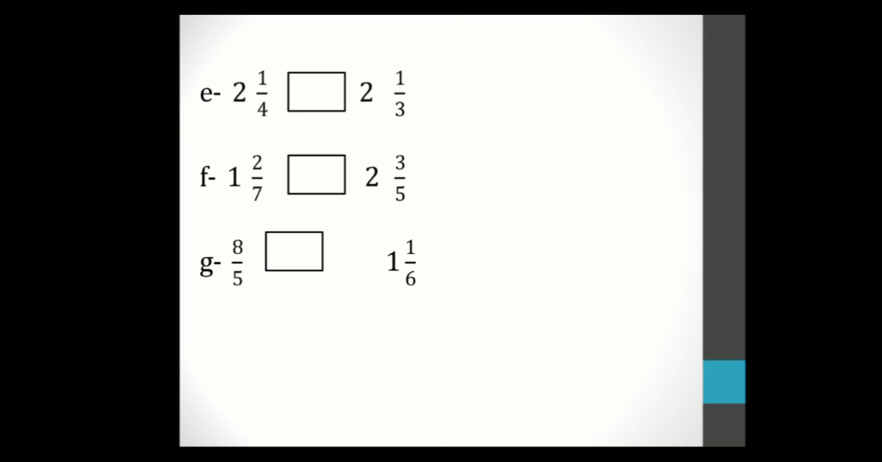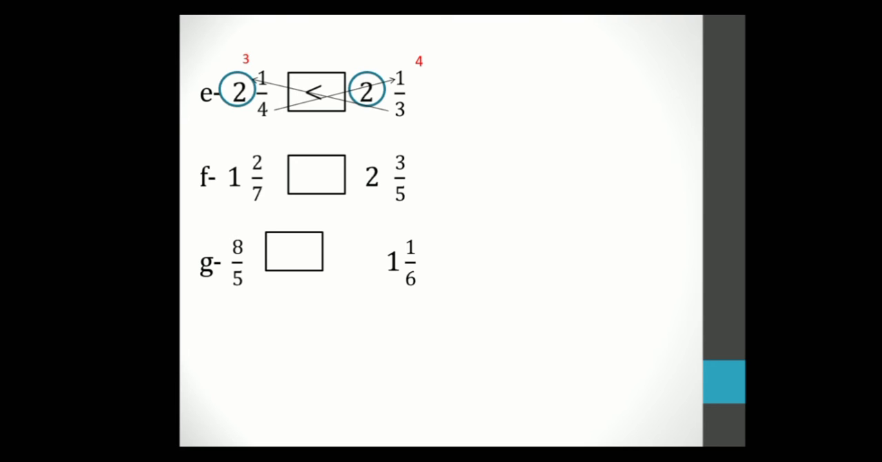Now, in the next example, we have 2 mixed numbers, 2 and 1 over 4 and 2 and 1 over 3. So, to compare between two mixed numbers, first we compare the whole numbers. But the whole numbers here are equal. So, I compare the two fractions. Which is bigger, 1 over 4 or 1 over 3? Yes, I use the cross multiplication method. So, we'll make 4 multiplying by 1, the result will be 4. And 3 multiplying by 1, the result will be 3. So, 2 and 1 over 3 will be bigger than 2 and 1 over 4.